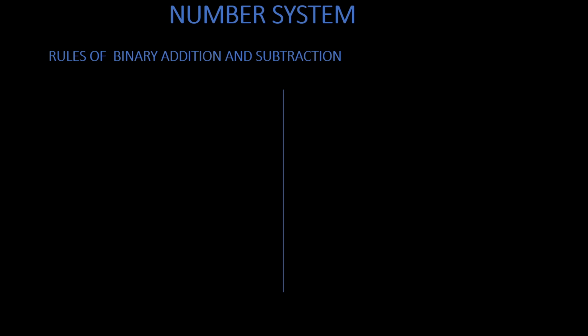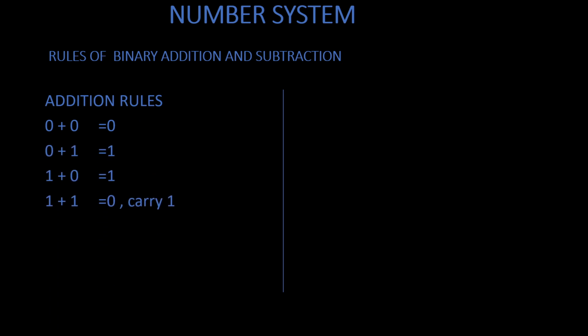Today's topic will be binary addition and subtraction. Let's learn the rules of binary addition first. 0 plus 0 will be 0, 0 plus 1 will be 1, 1 plus 0 will be 1, and 1 plus 1 will be 0, and carry 1.